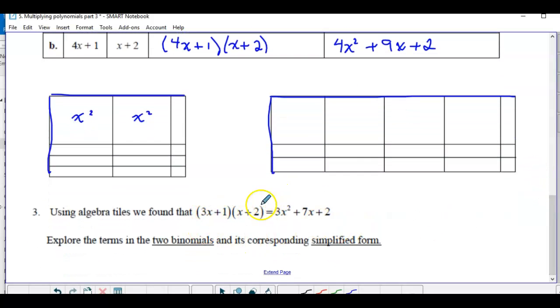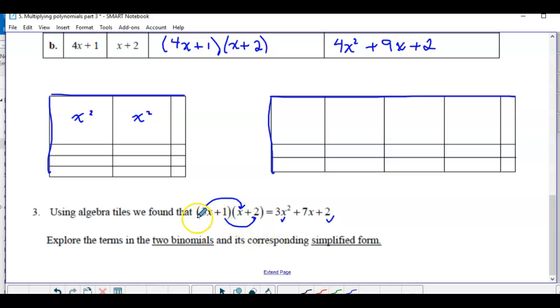So it says explore the terms in the two binomials and its corresponding simplified form. So if you take a look, first term times first term gives you 3x squared. So that's how you can get that part. Notice how last term times last term gives you 2. But how do we get that 7x? I don't see anything here that multiplies to 7.